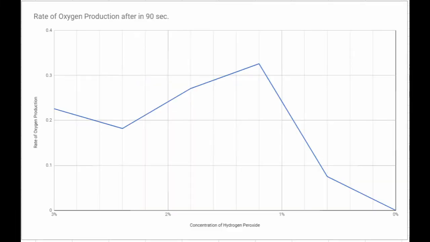The trend that can be observed in this graph is a rising rate of oxygen production, with again 1.2% being the concentration that has the highest rate of production. You can also see a sharp decline in the rate of oxygen production in the 0.6% concentration, and then the decline to a rate of 0. On this graph, the 2.4% is an outlier, as it does not follow the trend that can be observed with the rest of the data.